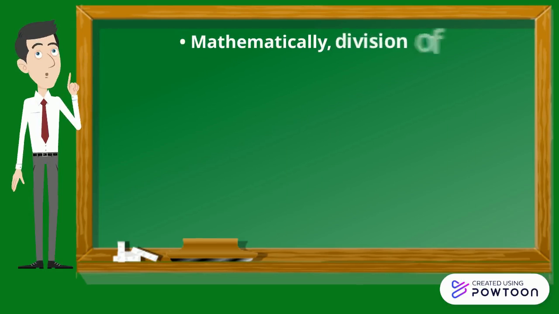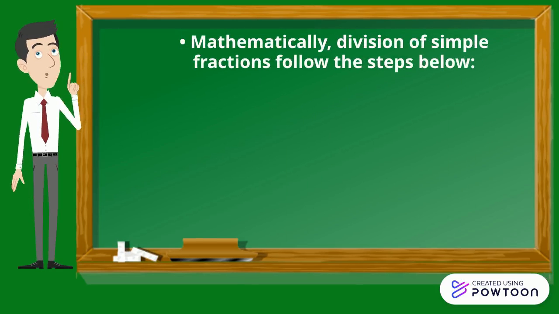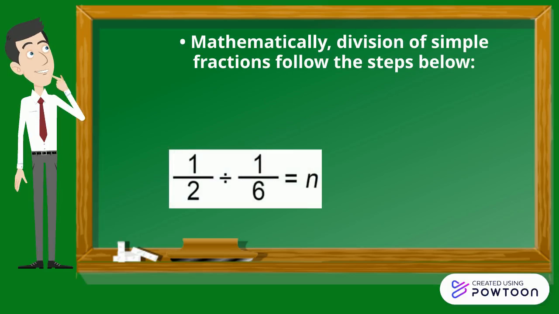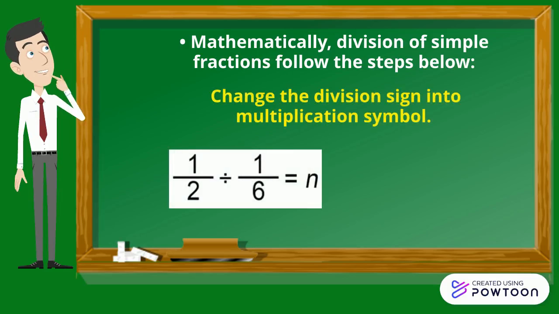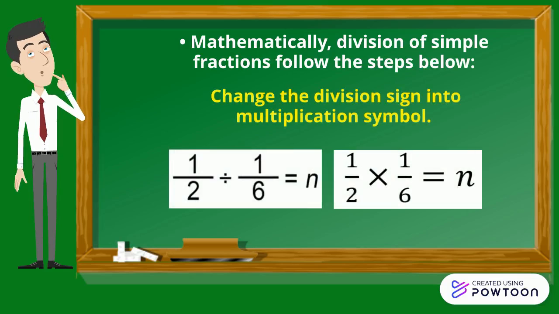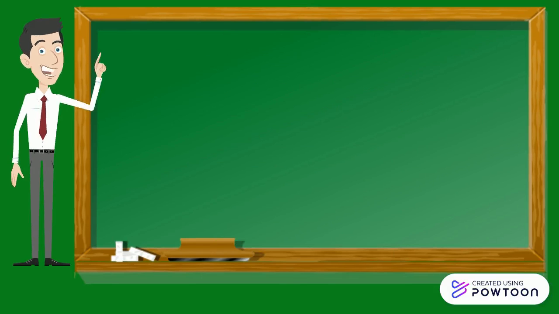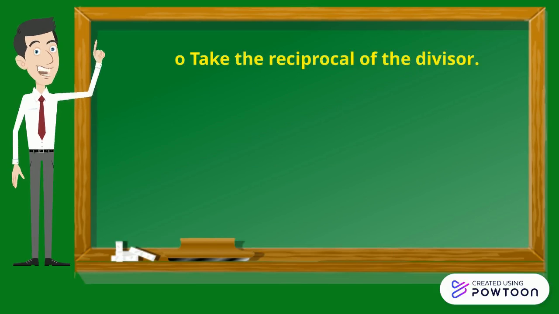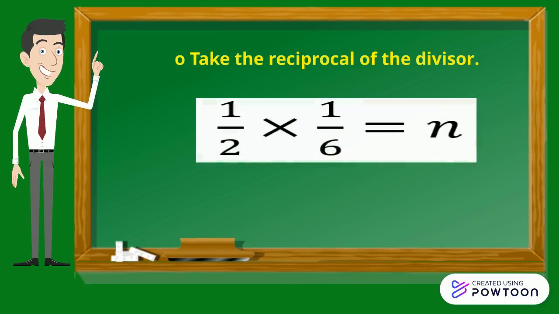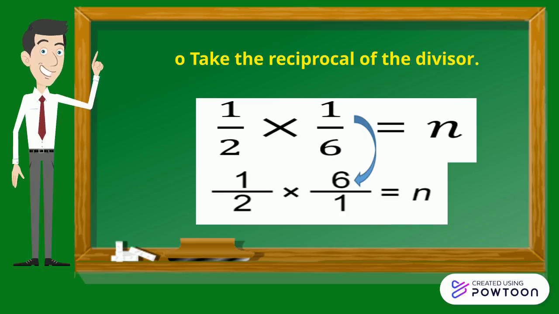Mathematically, division of simple fractions follows the steps below. 1/2 divided by 1/6 equals n. Change the division sign into a multiplication symbol. 1/2 times 1/6 equals n. Take the reciprocal of the divisor from 1/6 to 6/1.